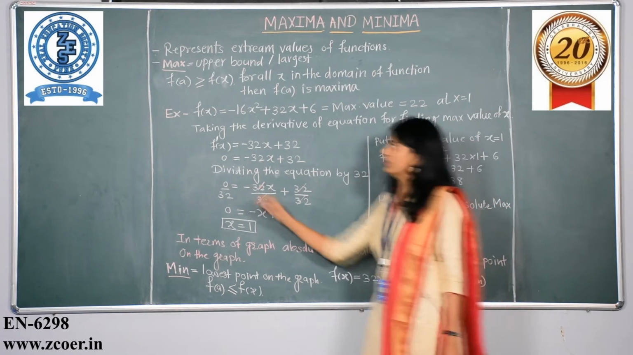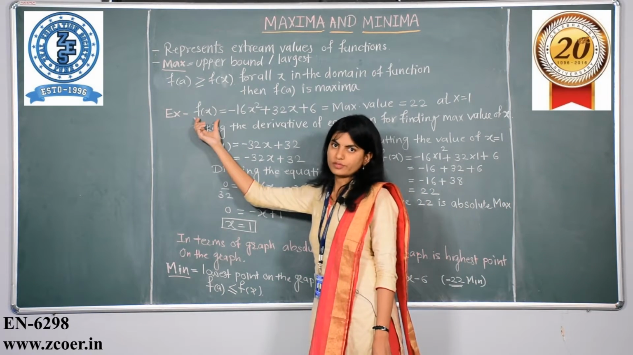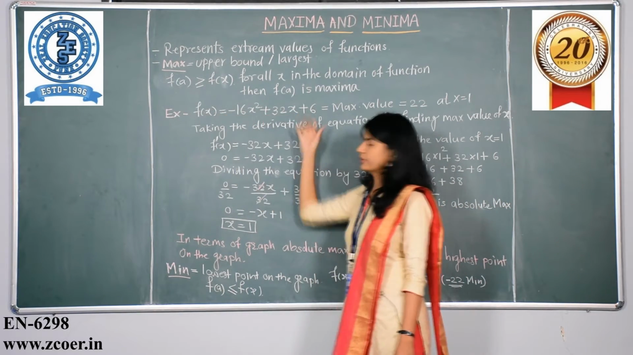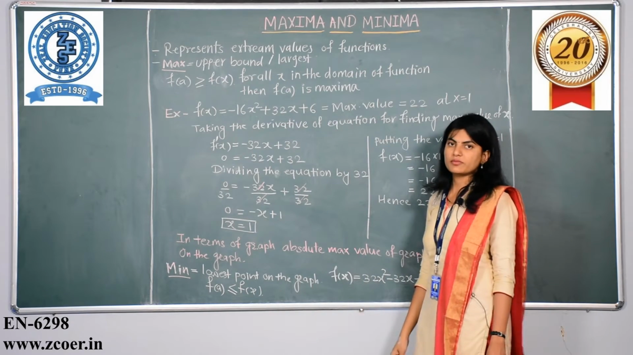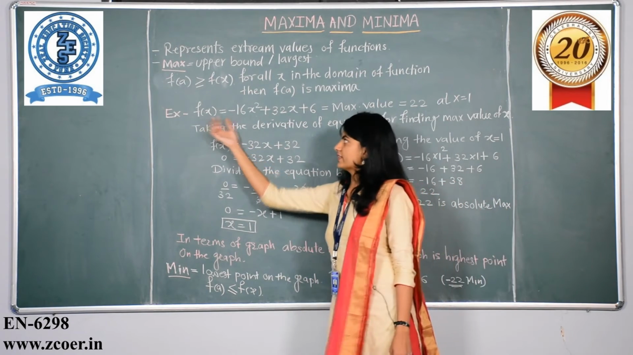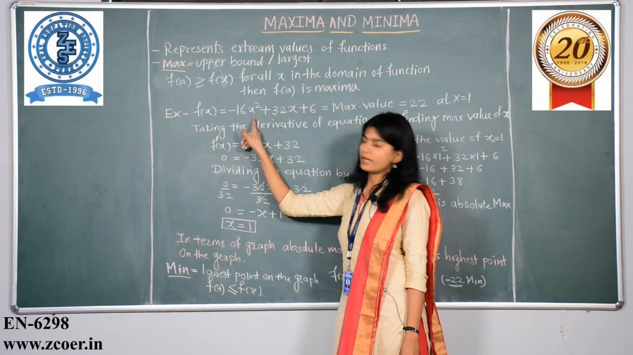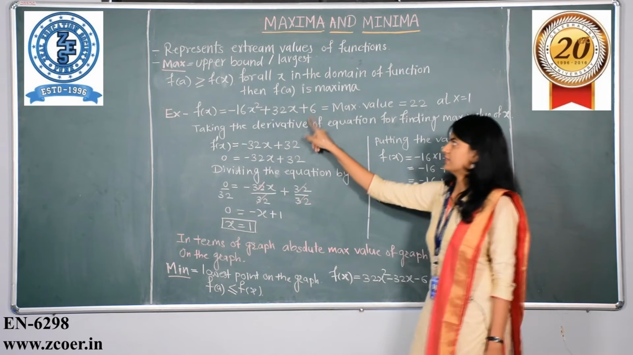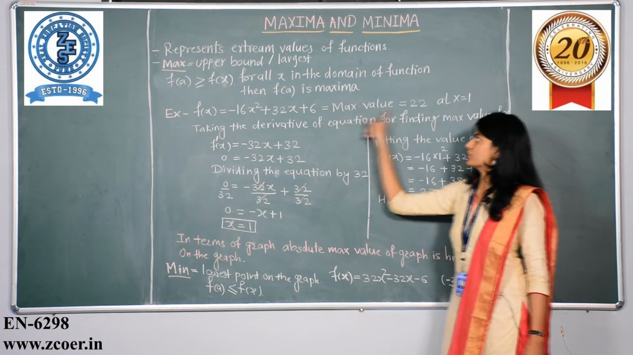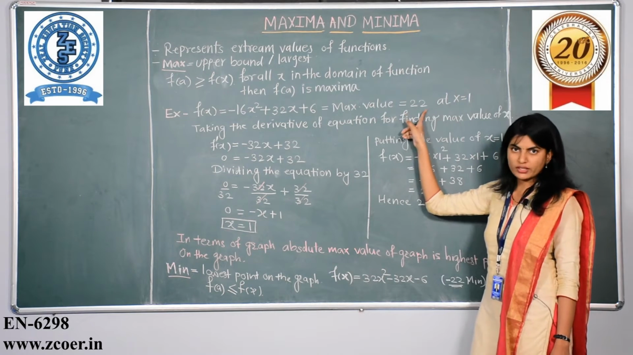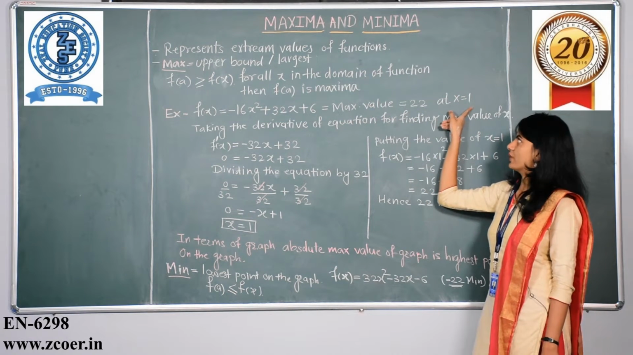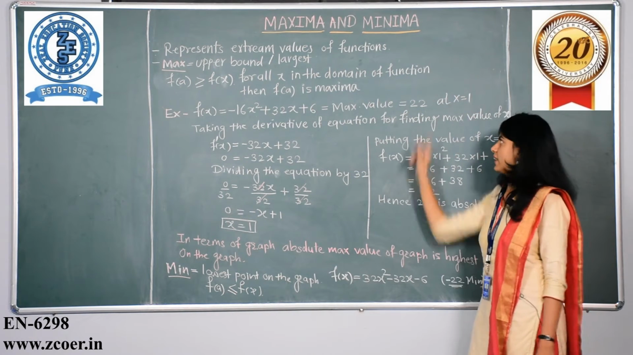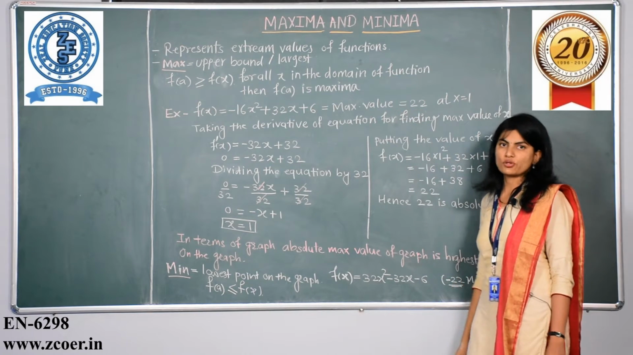Here we will see one example. f(x) is a given function, and let us find out the maximum value. f(x) is equal to minus 16x squared plus 32x plus 6. For this function, the maximum value we get is 22 at x equal to 1. But how do we get x equal to 1 and how do we get 22? Let us solve it together.